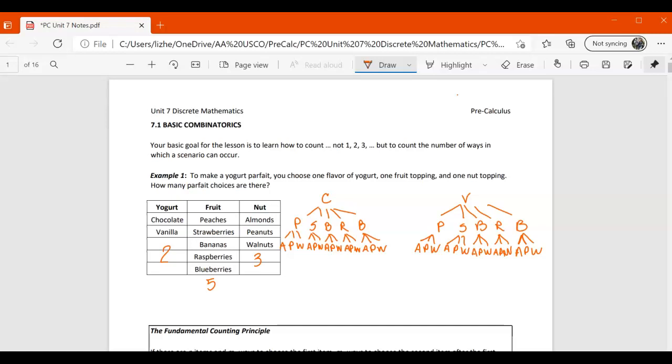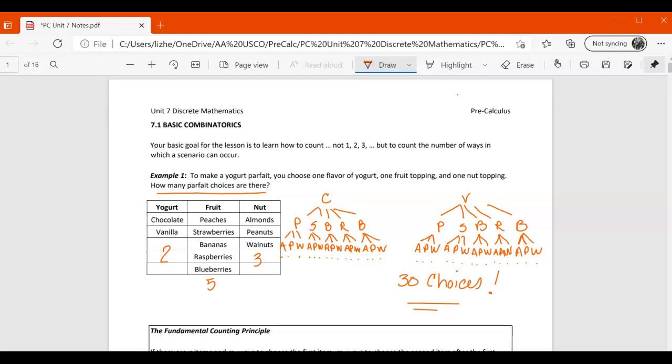And so when it says how many parfait choices are there, well, counting the branches, there's 1, 2, 3, 4, 5, 6, 7, 8, 9, 10, and so on up to 28, 29, 30 choices. There you go.